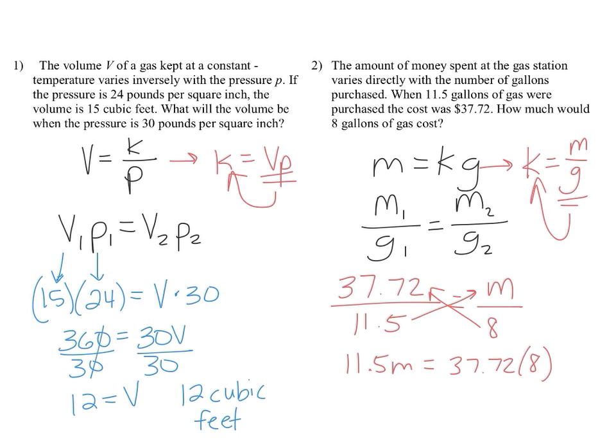37.72 times 8 is 301.76. It equals 11.5 M. Okay, let's divide by 11.5, and we get $26.24. And remember, at the end, we should always express our answer with the appropriate kind of unit. In this case, it's money for this problem, and the previous problem was number of cubic feet. Okay, so each time it's going to be a similar type of problem. So let's take a look at the next two, read them and try them, and then I'll write out solutions.